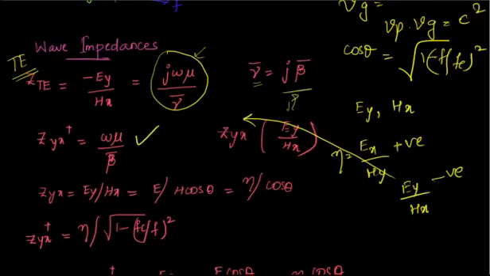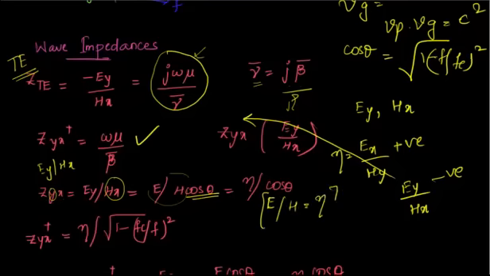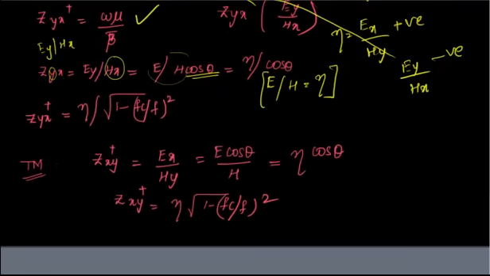Now if we want to write ZTE, that is, it indicates Ey by Hx. Because H is varying, E by H cos theta. E by H we know is eta, the free space impedance. So it is eta by cos theta. We already know that cos theta is root over 1 minus fc by f whole square. So we are substituting it here.